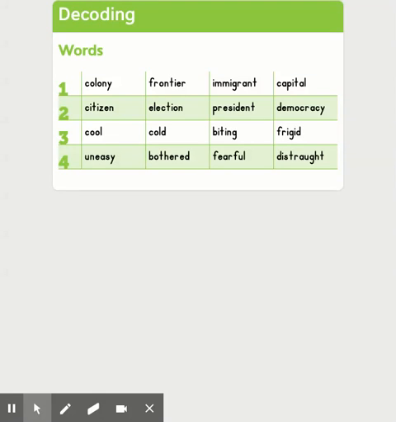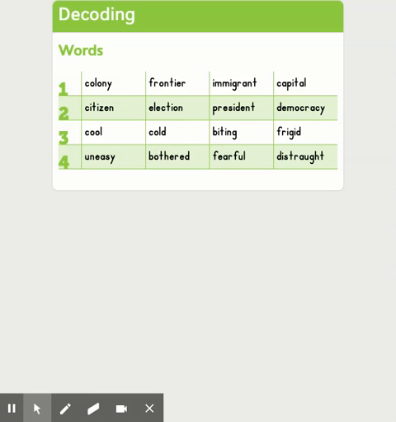Hello, my friends. I'm excited to go over today's word list because I love social studies and I love science. And so this word list is right up my alley, even though the words are a little bit more difficult than normal. Okay, let's begin. The first word is colony.